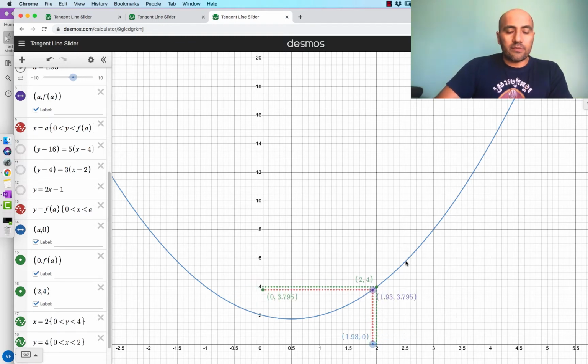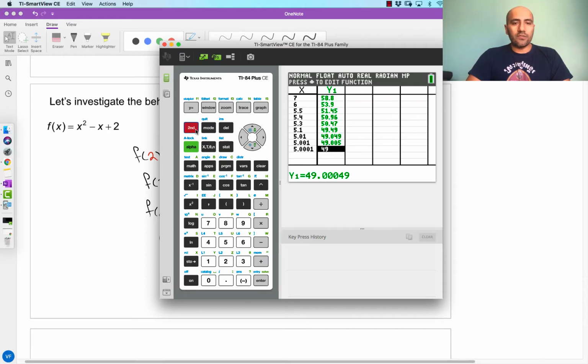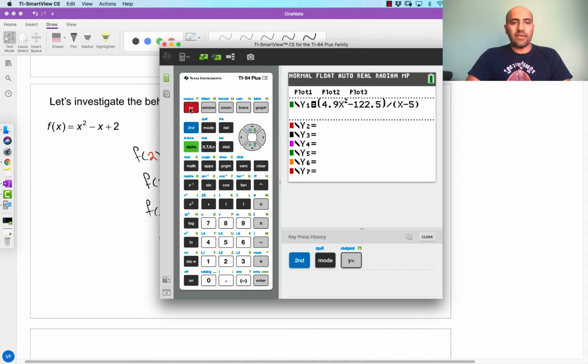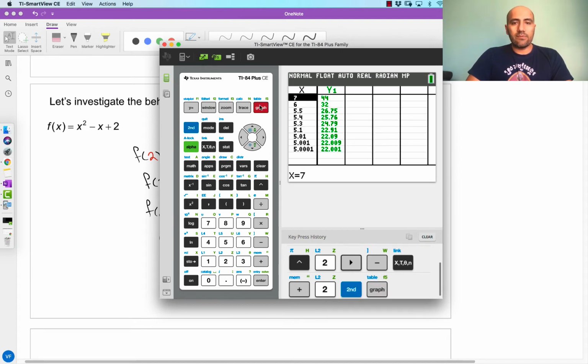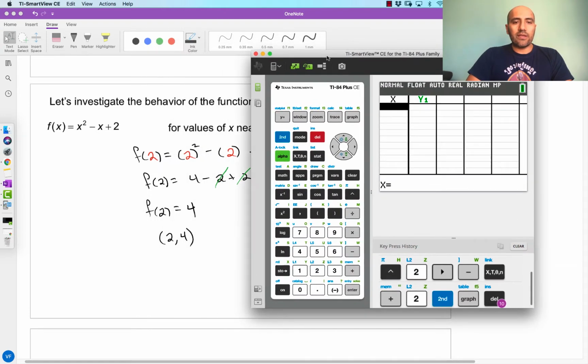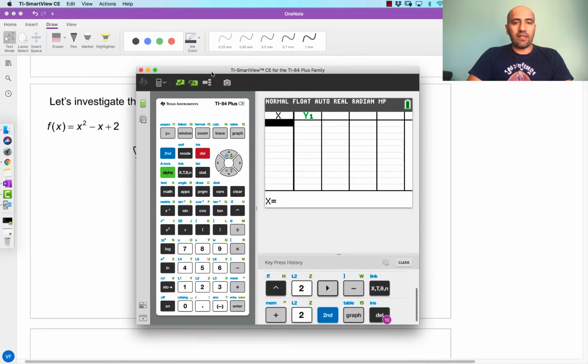We can also show this by using a table and our calculator. So go to quit, second quit out of there, go to y equals, and then type in this equation. Clear there, and we end up with x to the power of 2 minus x plus 2. So here's that function, and then we're going to go back to table, so hit second table, and delete all the previous values. And remember that we're trying to approach 2.